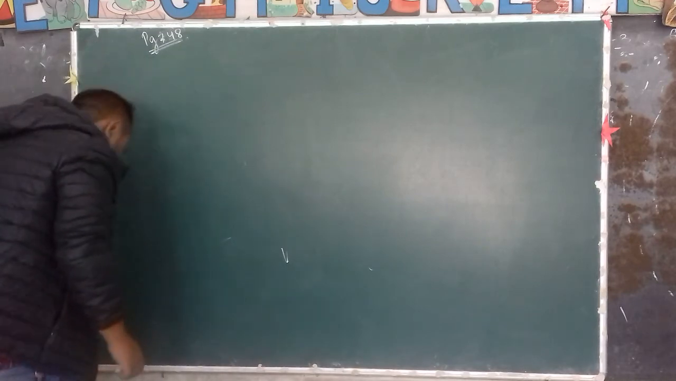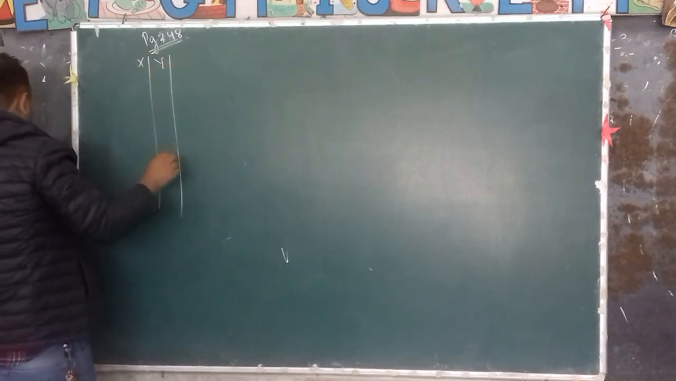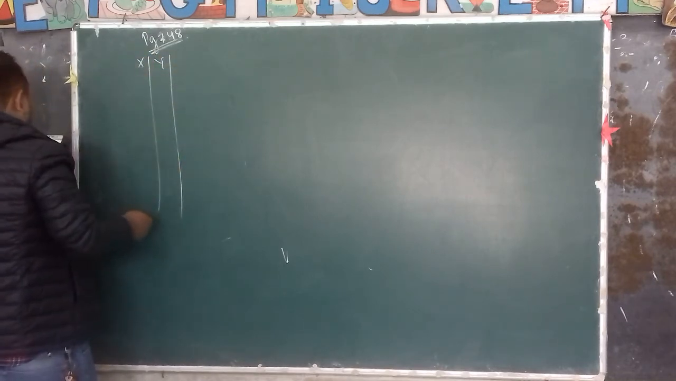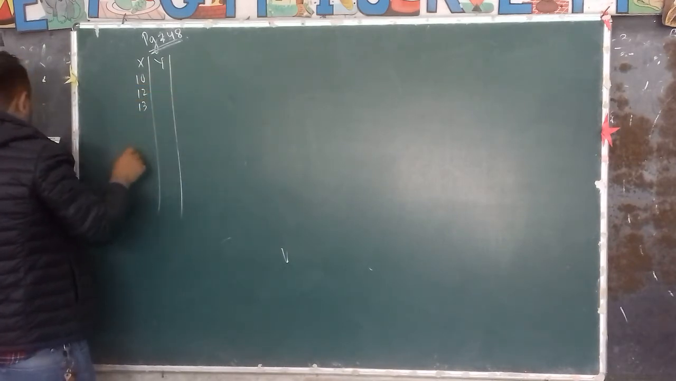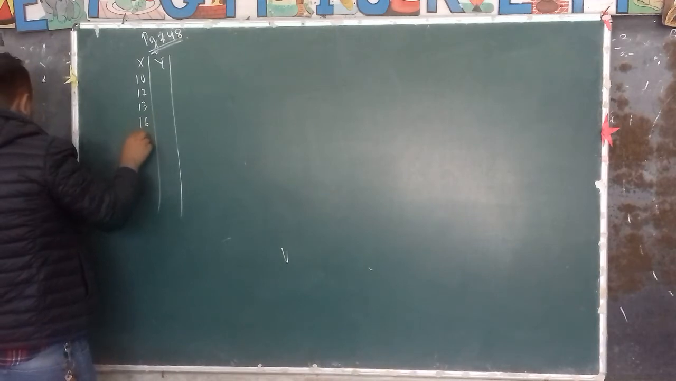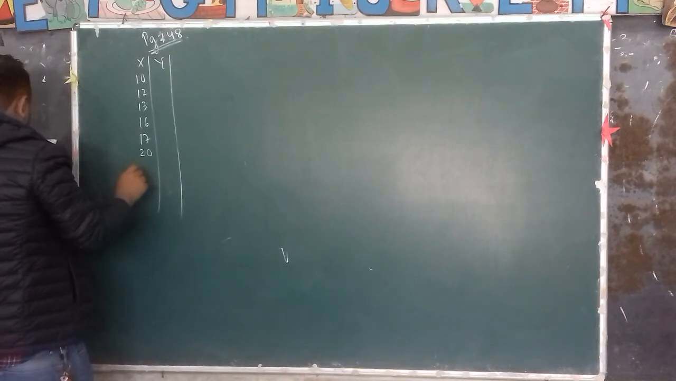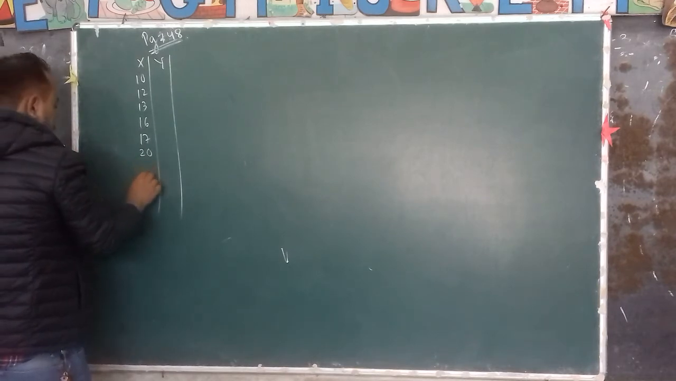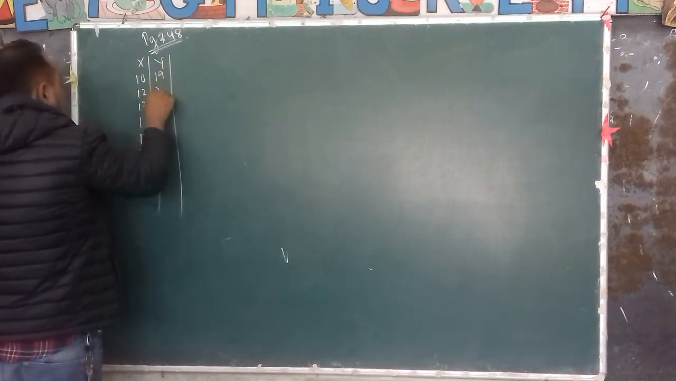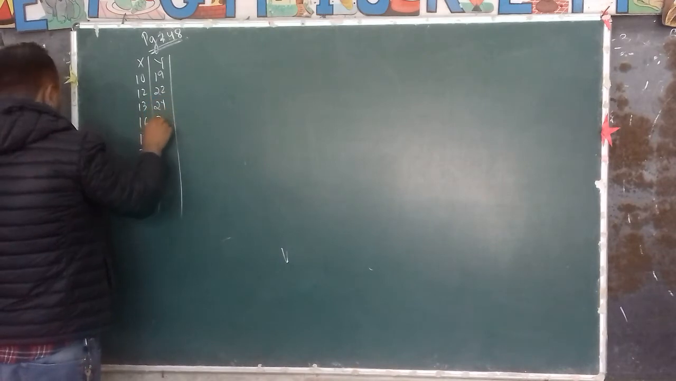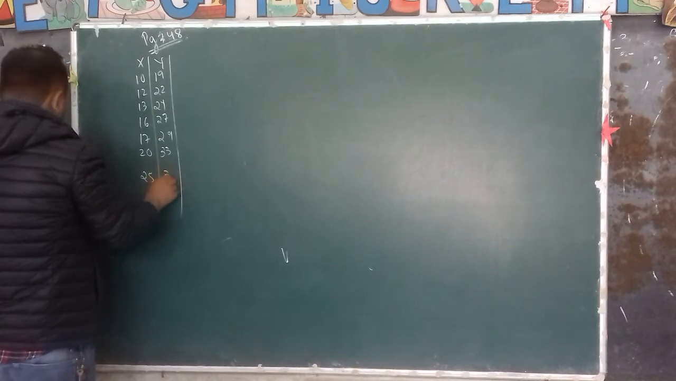So, the values of x and y are given. I'll just write down the values. I have written them column wise, you will be given them row wise. So, the values of x are 10, 12, 13, 16, 17, 20, and 25. Next we have y: 19, 22, 24, 27, 29, 33 and 37.